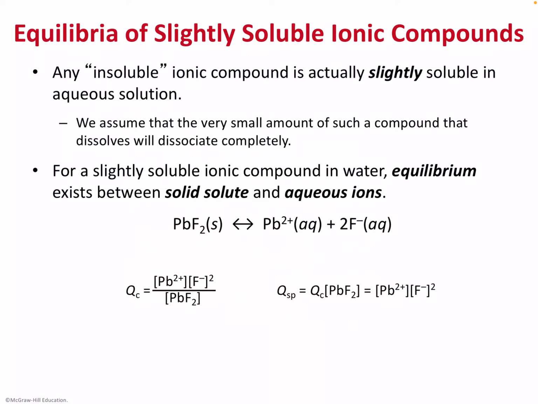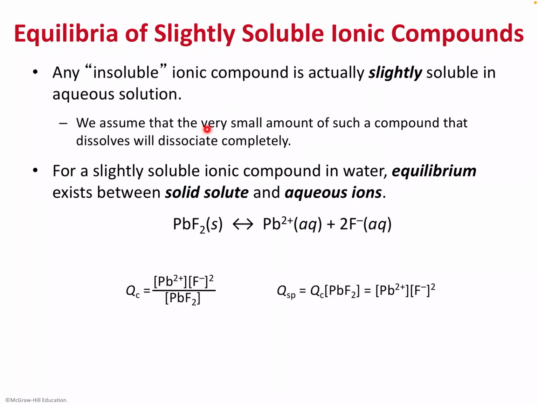Now let's learn about equilibria of slightly soluble ionic compounds. Any insoluble ionic compound, meaning let's say you mix two reagents together and you see a precipitate form. And you will see that it precipitates out, it solidifies out of the solution, and it is a solid. So these insoluble ionic compounds are actually slightly soluble in aqueous solution. Even though they are precipitated out from the solution, they are slightly soluble in water.